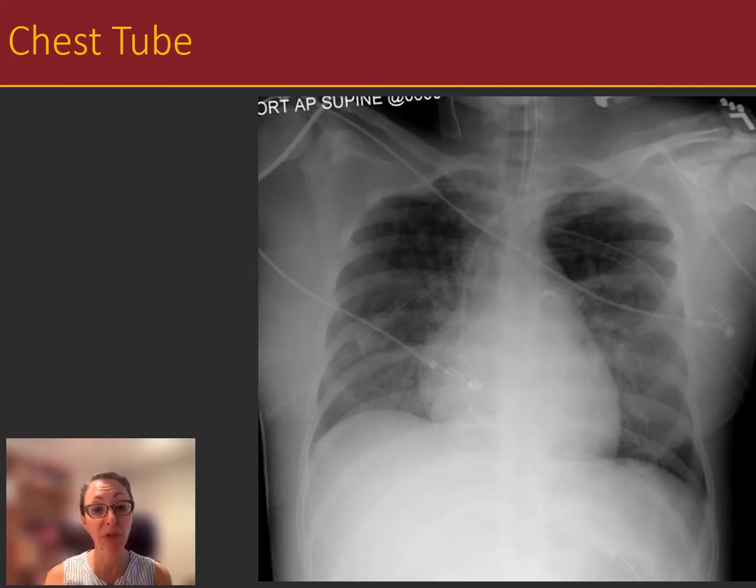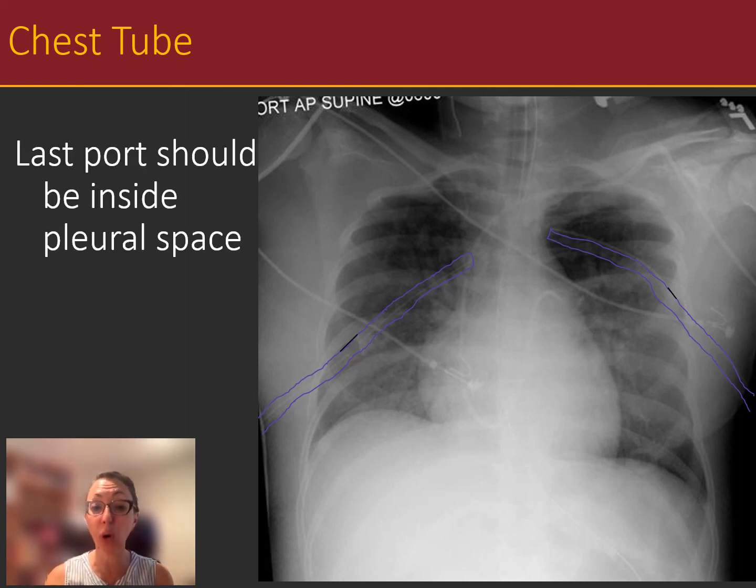Chest tubes are placed for air and/or fluid management. If they're pointing superior, then they're usually placed for air management. If they're pointing inferior, they're usually placed for fluid management. And the last side hole of the chest tube should also be located in the pleural space.